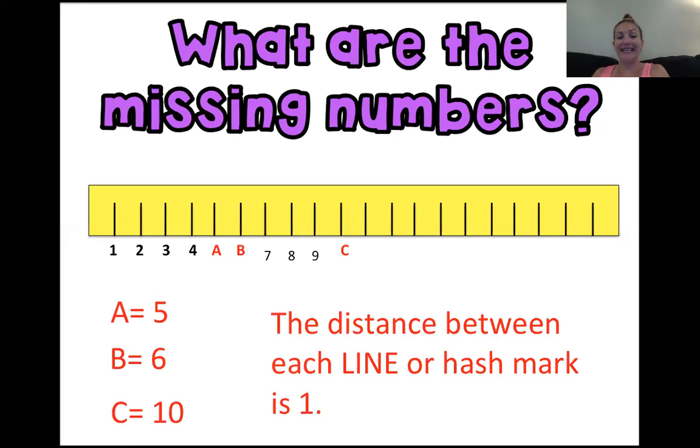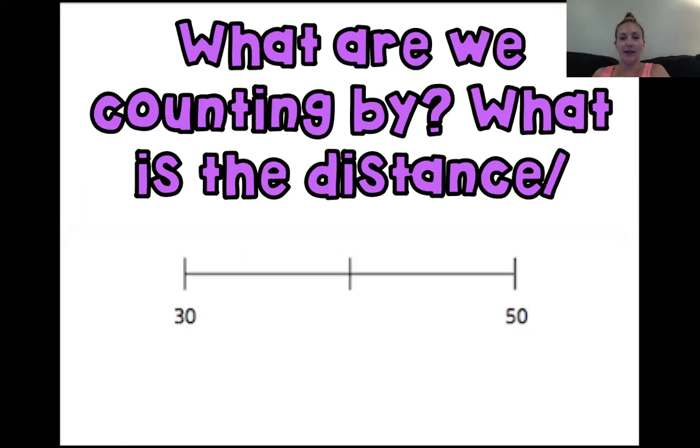The distance between each one of these lines is just 1. What are we counting by here? We have 30, blank, 50. We only have one line in the middle. How are we going to get from 30 to 50 with just one number in the middle? Could we put 31, 30, 31, 50? That wouldn't make sense because that would mean there's just a distance of 1 and then there's a really big distance. But on a ruler, all the distances are the same.